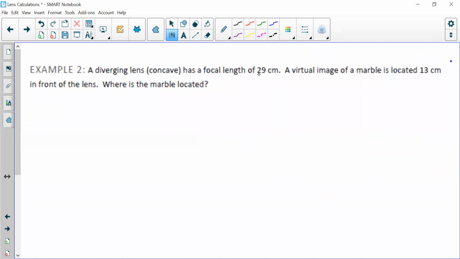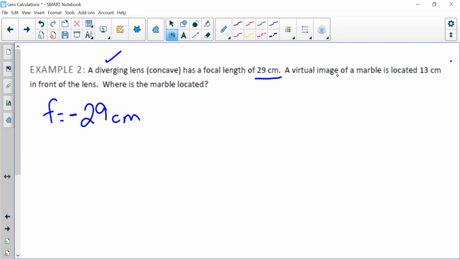What is this number 29? Let's identify our values here first. Focal length. Now, it's a diverging lens. So is this going to be a positive or a negative 29? Negative? Very good. Focal length for a diverging lens is negative.